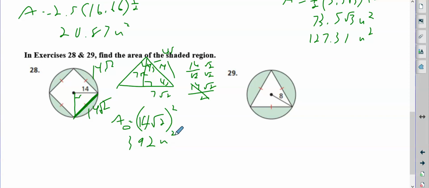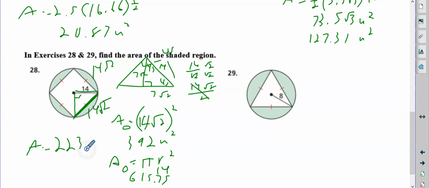Okay? The area of the circle is pi r squared. Well, the radius you can see is 14. So 14 squared times pi is 615.75. So again, that was 615.75. So if we subtract those two numbers, we find out the area is 223.75 units squared.